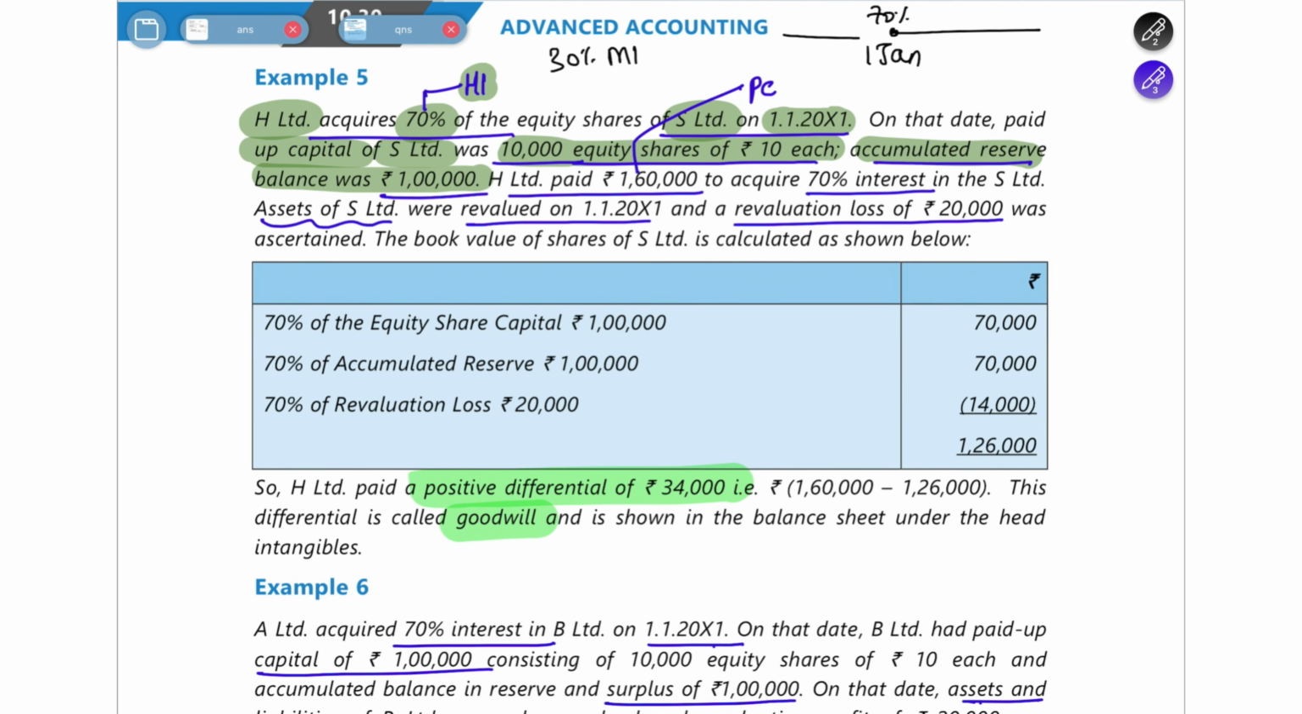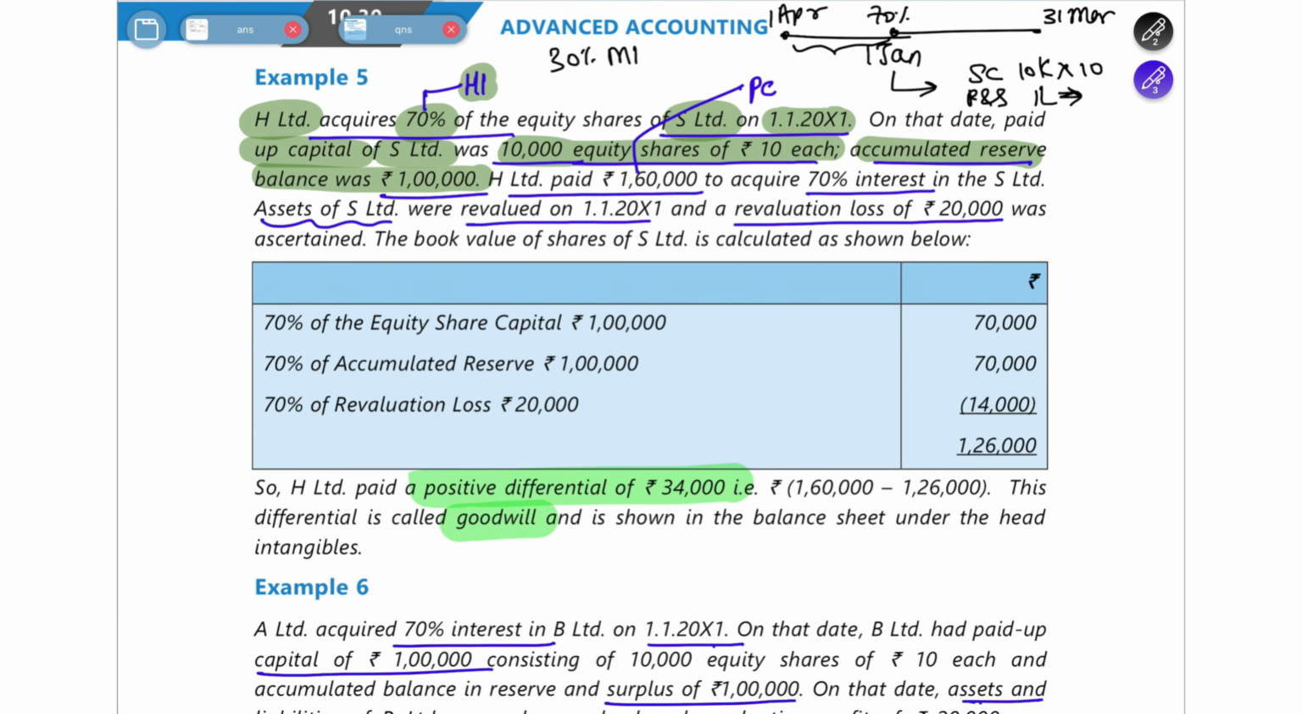So they are saying the year started on 1st April, the year is going to end on 31st March, and on 1st Jan we acquired. So until today, as on 1st Jan, they have given a few pieces of information. They are saying there is a share capital and there are reserves and surplus. Share capital is 10,000 equity shares of 10 each, and the accumulated reserve until now is 1 lakh.